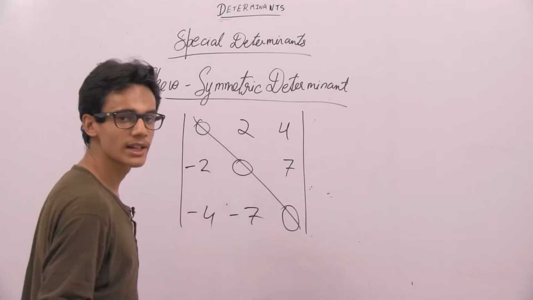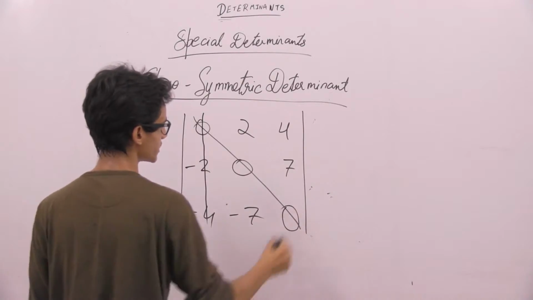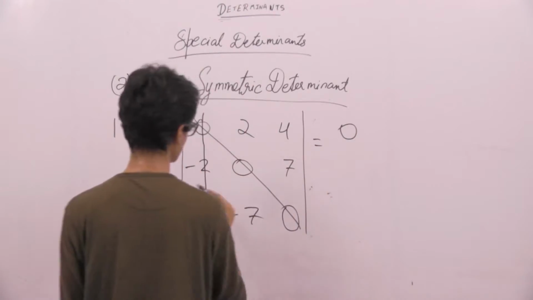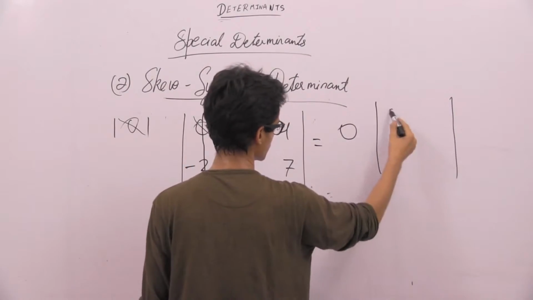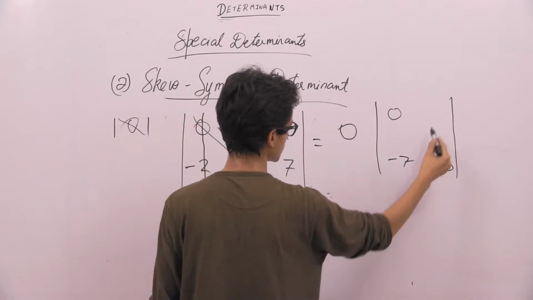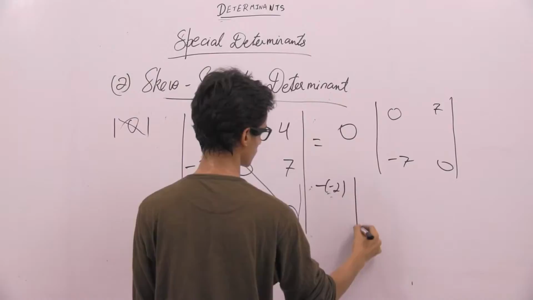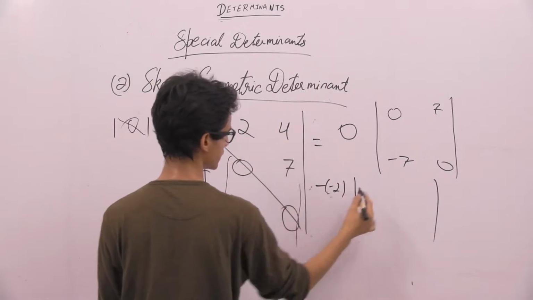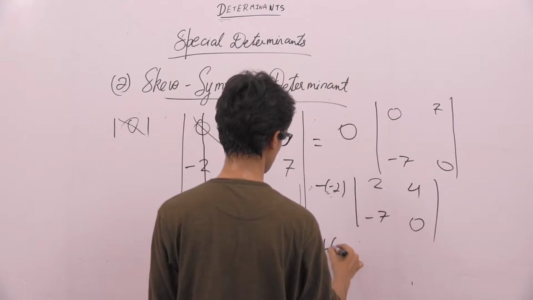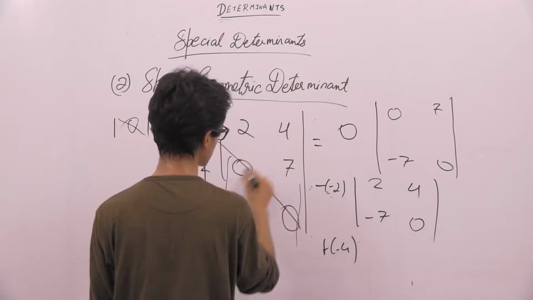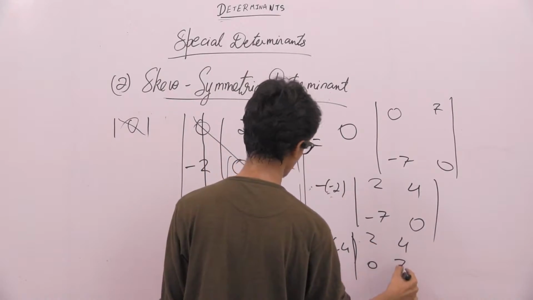Now let's calculate the value of this determinant. Let's say we take this column. So this is equal to 0 times the determinant we are left with, 0 minus 7, 7 0. Then minus 2 times the determinant we are left with, 2 minus 7, 4 0. Plus minus 4 times the determinant we are left with, 2 0, 4 7.